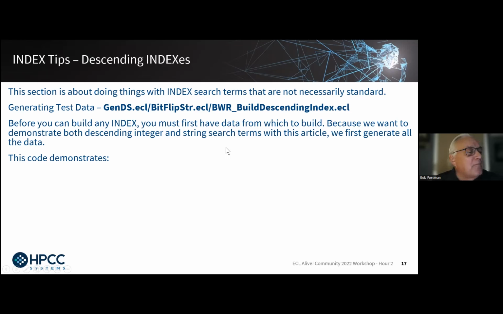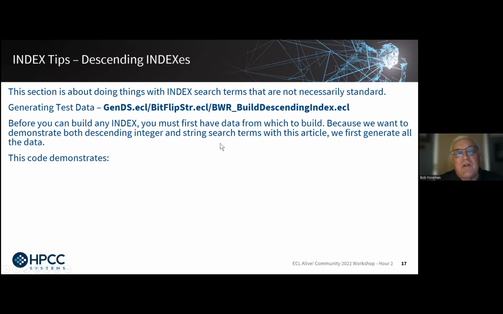But as it goes, we're not going to be able to cover everything. And so we decided to move a couple of the tips in the cookbook into this section here because these do focus on indexes and data delivery. So there are 3 ECL files I'm going to show you in just a minute. GenDS, which generates our test data, a bitflip string ECL file, which I'll explain, actually just taking a string and flipping the bits around. And then the last one, building the descending index.